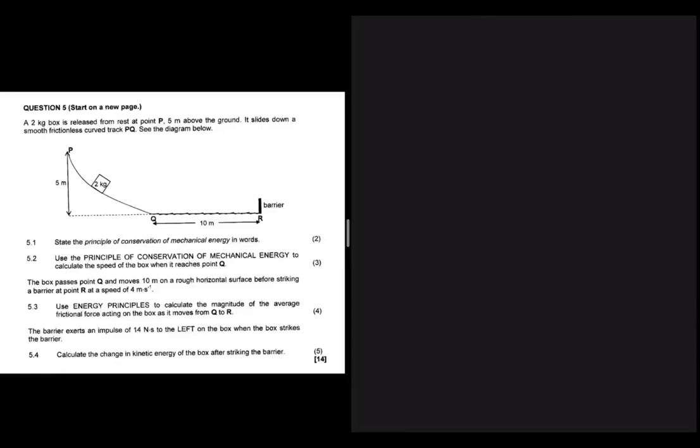We have a question here on work, energy and power from November 2021.